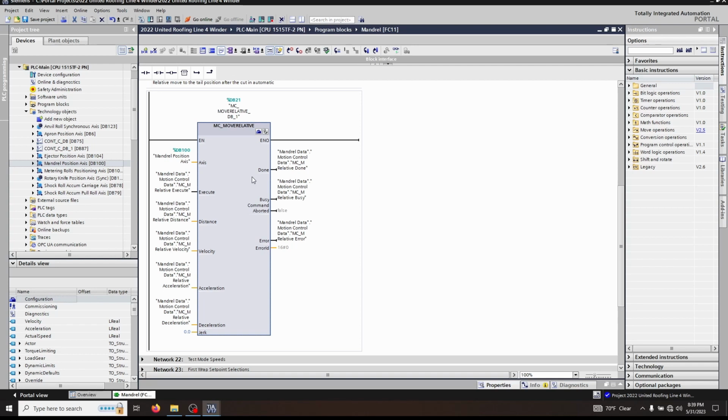Finally, we've talked about command aborted. In a MoveRelative, this may be a more valuable tool than in other motion control functions, because this motion may take several seconds to several minutes to complete. So if something interrupts it, you will want to know what actually interrupts it, and that will be signified by that command aborted. Now, that's fairly straightforward. Let me talk to you about a few things that I have found about troubleshooting this block.